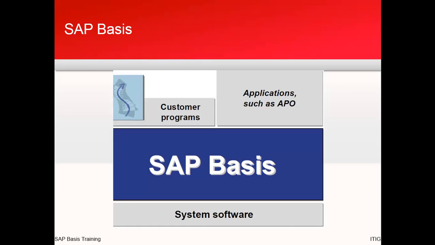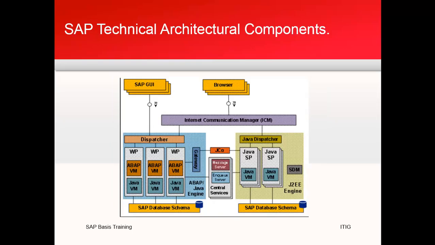SAP Basis, here you can see, is sitting on top of system software, and on top of that you have applications running, and the custom programs developed on top of SAP Basis. Now this is basically the technical architecture. Here you can see different architectural components. On the left side you have the ABAP stack. ABAP stands for Application, Business Analysis and Programming. It's a proprietary language developed by SAP, and it's more like SQL itself.